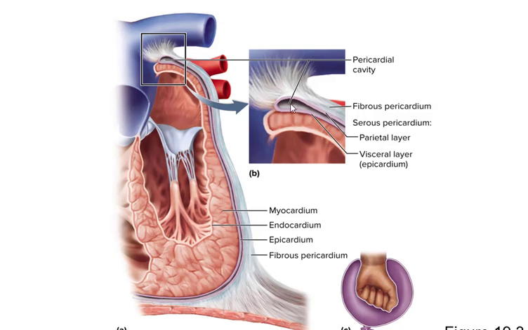So you need this fluid, this serous fluid, to be secreted in between these layers to keep the heart lubricated, because it is contracting and relaxing. So it's moving, and you get friction. Anytime you have something moving, you get friction. So that lubricates the heart.